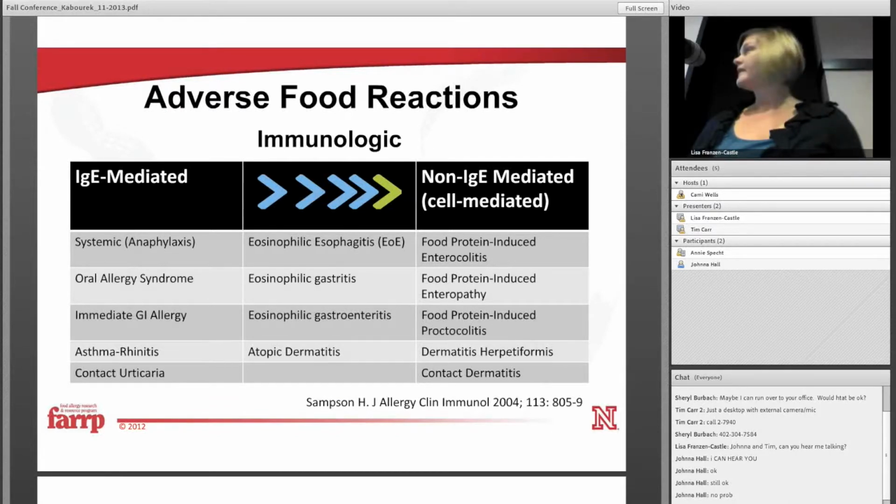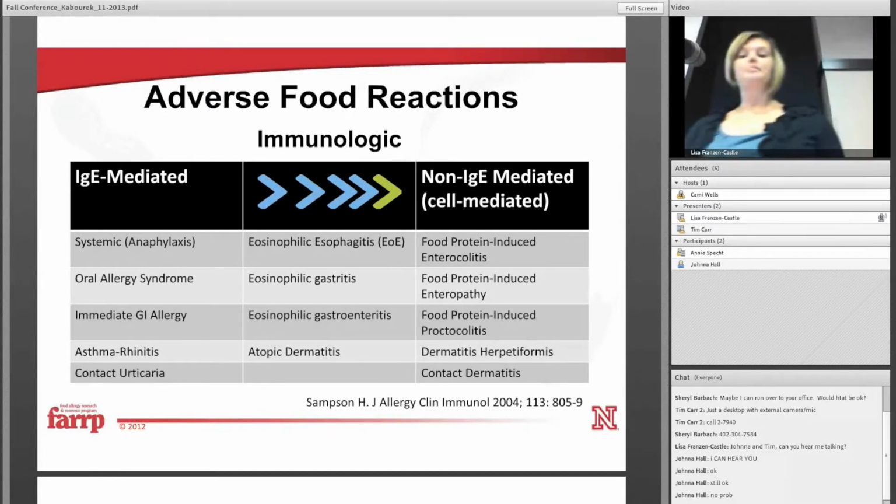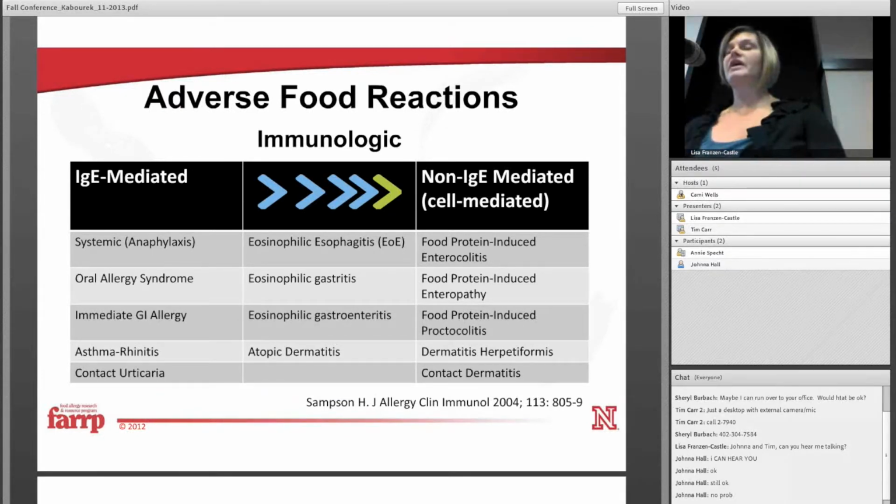So here, if I had a little pointer, the immune system we are dealing with is IgE mediated. We have different classes of antibodies in our immune system, but bee sting allergies and food allergies involve IgE mediated allergies. So in the first column are IgE mediated syndromes. We have systemic anaphylaxis, oral allergy syndrome, GI allergy, some types of asthma.